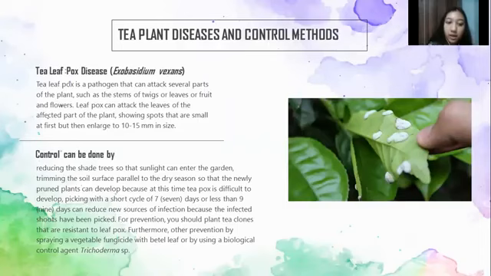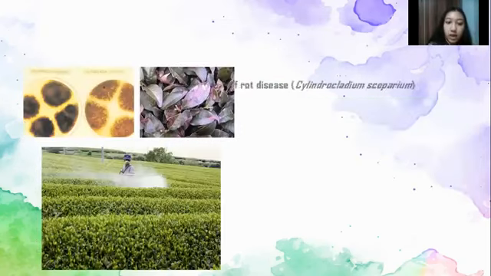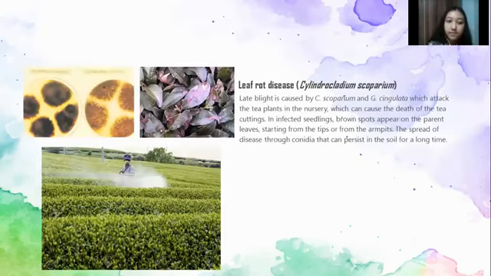Picking with a short cycle of 7 days or less than 9 days can reduce new sources of infection because the infected parts should have been picked. For prevention, you should plant clones that are resistant to Leafpox. Furthermore, other prevention is spraying a vegetable fungicide made with betel leaf or using biological control with Trichoderma sp. Next.